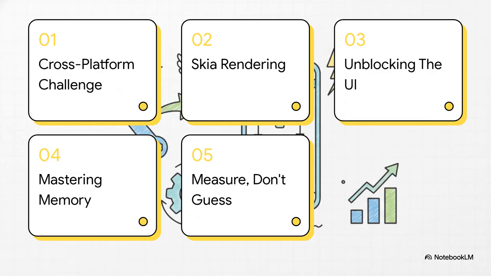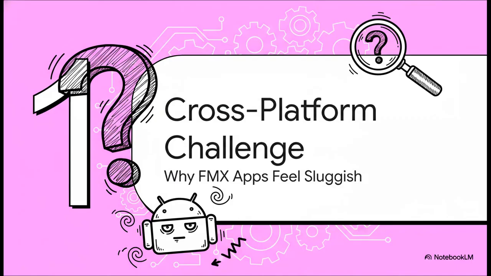So here's our game plan. We'll start by looking at the core challenge. Then we'll dive straight into 4 key pillars for a fix: revolutionizing your rendering with something called Skia, unblocking the user interface, mastering mobile memory, and finally, the golden rule: measure your results. First things first, let's get right to the heart of it.